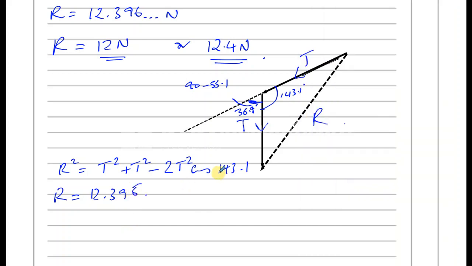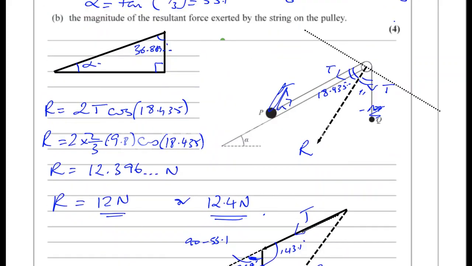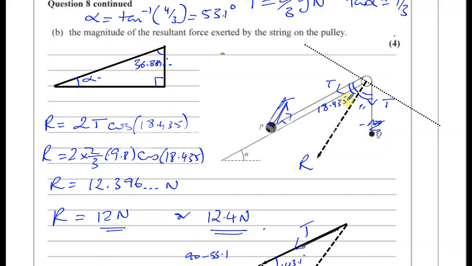It's fine, because the answer, when we round it, is either 12 or 12.4 newtons. So these are two different ways I've shown you how to do this. The first is probably easier in terms of actually doing it, but maybe not so much in terms of understanding the concept. It's to do with resolving forces, perpendicular and parallel.